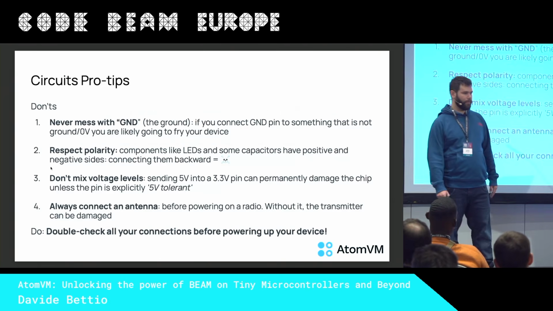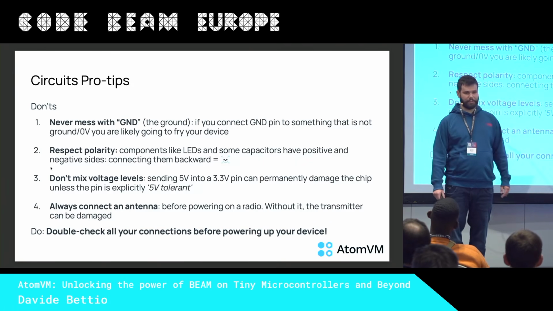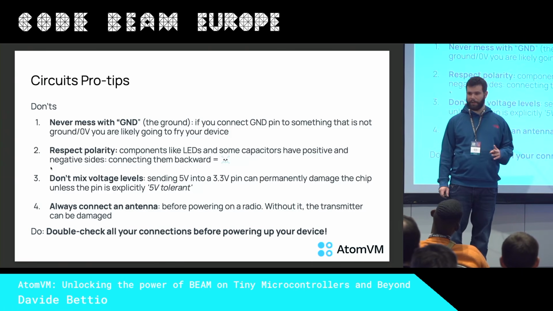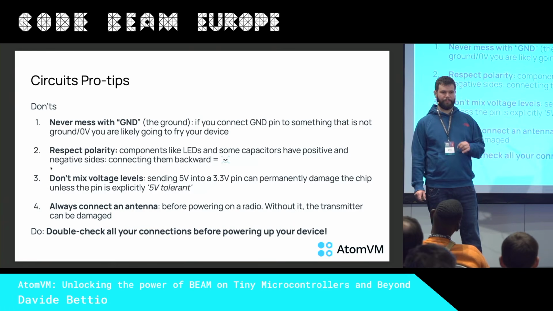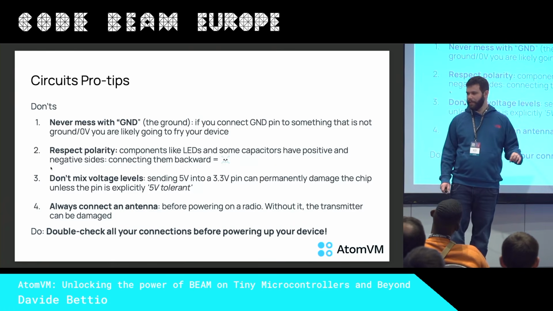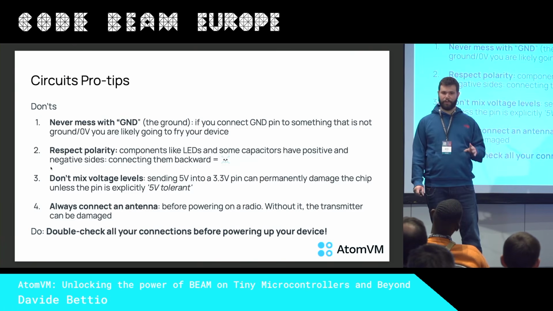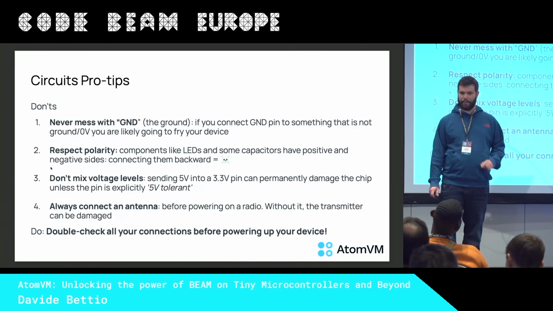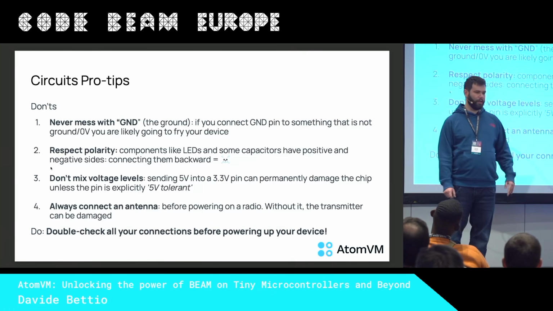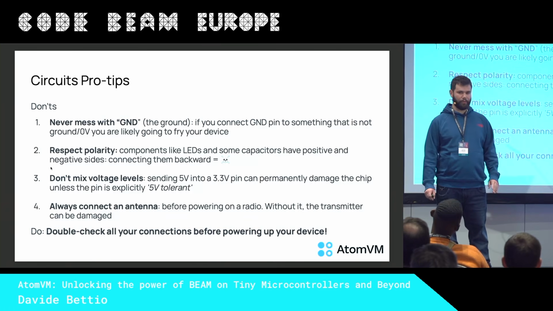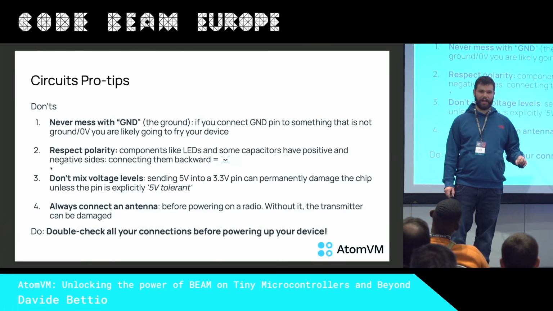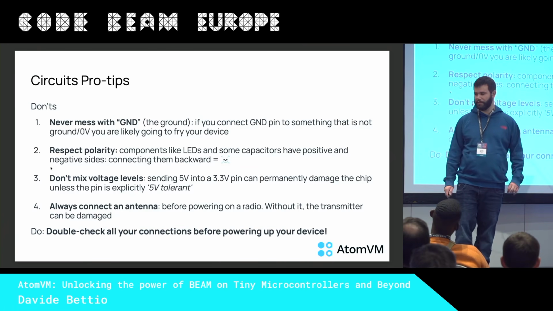But before moving on, let's give some circuit pro tips. I have four golden rules that will save you some money. The first one is never mess with ground, because if you have a ground pin, connect it just to ground. The second rule is that you have to respect polarity, because you cannot reverse components. The third rule is never mess with voltage levels. Even the simplest configuration, such as an Espressif board, has a 5 volts pin, and that one can fry your 3.3 volt components, so be careful.